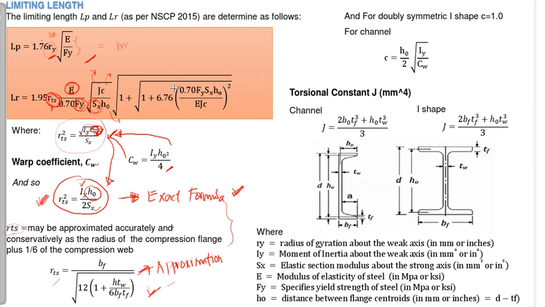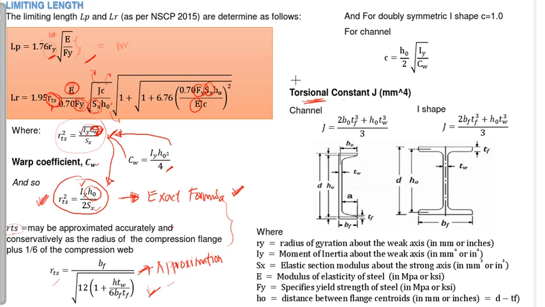So the properties: FY, SX, and E. Then the J, C, and HO are what we will look for. So, what is J? J is the torsional constant. Since we are dealing with LTB, we have torsion, so we need the torsional constant. This is J, the torsional constant.